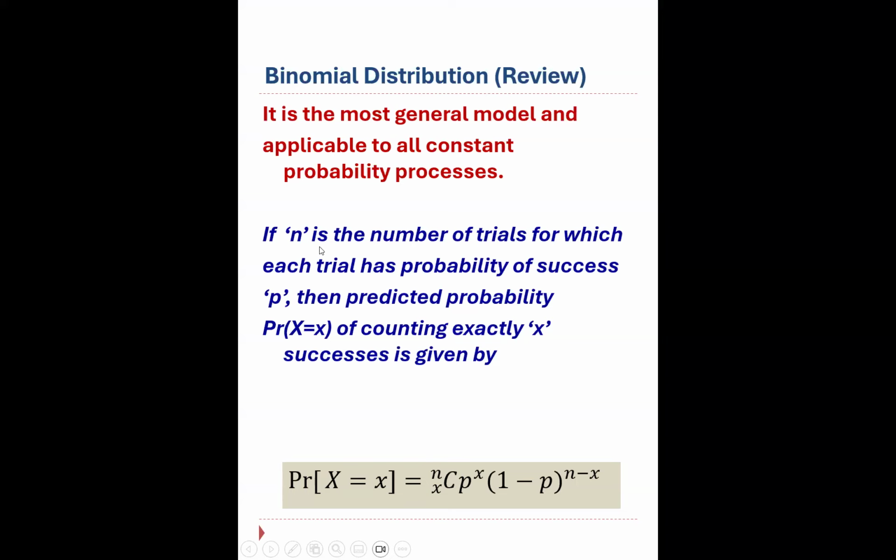If n is the number of trials for which each trial has probability of success p, then the probability P(X = x) for counting exactly x successes in n trials is given by the expression nCx p raised to the power x and (1 minus p) raised to the power n minus x.